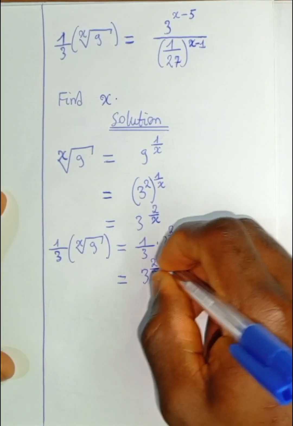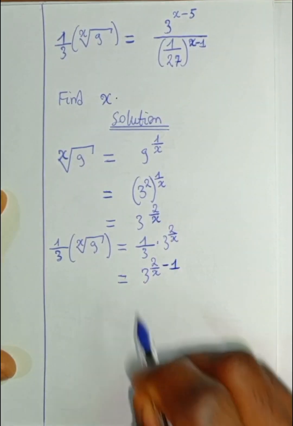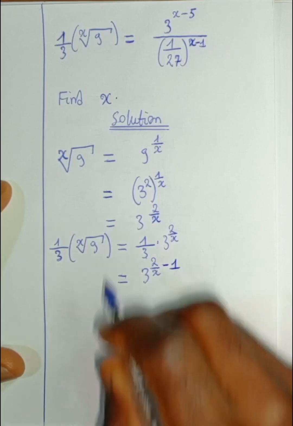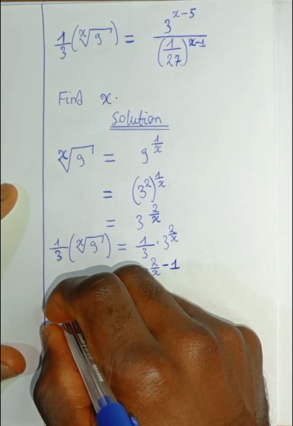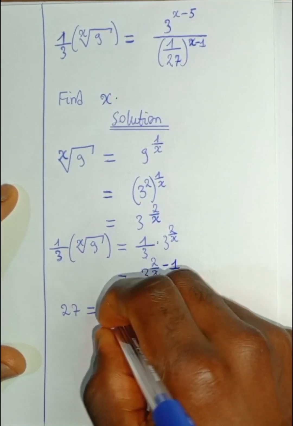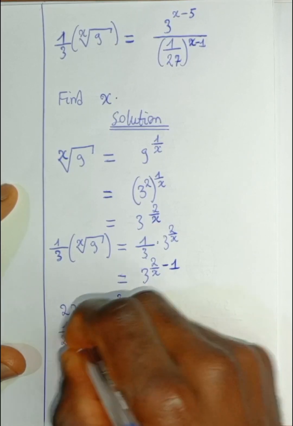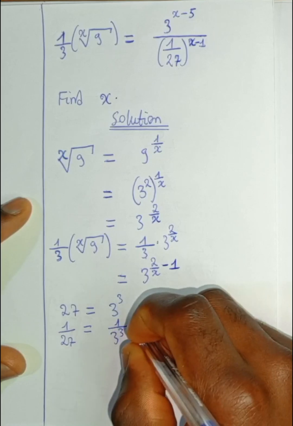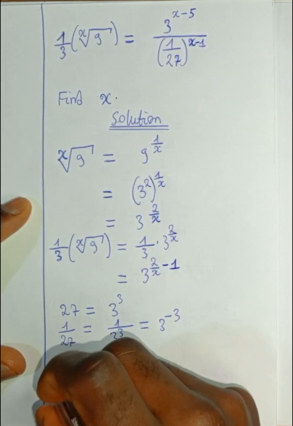minus 1. At the denominator here, 3 is raised to the power 1. If we move now to the right hand side, we know the number 27 in index form with 3 at the base is simply 3 raised to the power 3. 1 over 27 is equal to 1 over 3 raised to the power 3, which is simply equal to 3 raised to the power negative 3.